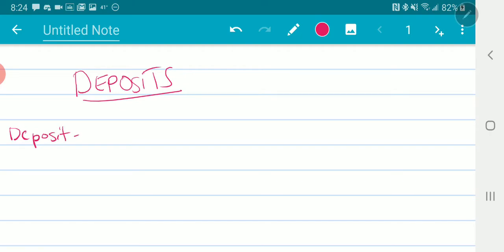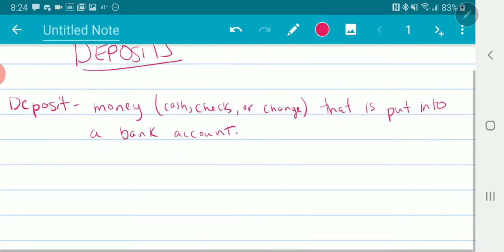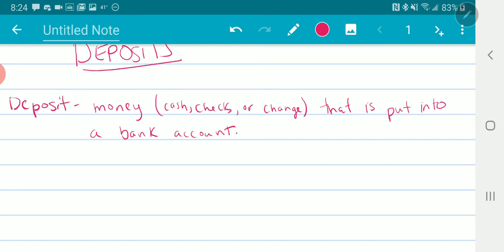Deposit. A deposit is just money, and that could be in the form of cash, checks, or change that is put into a bank. So that's our first definition.